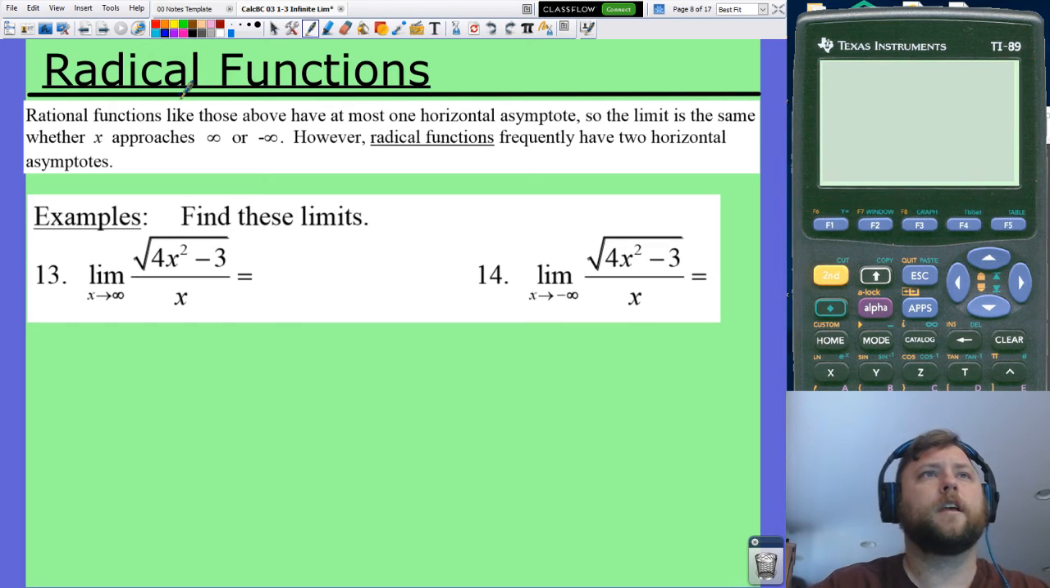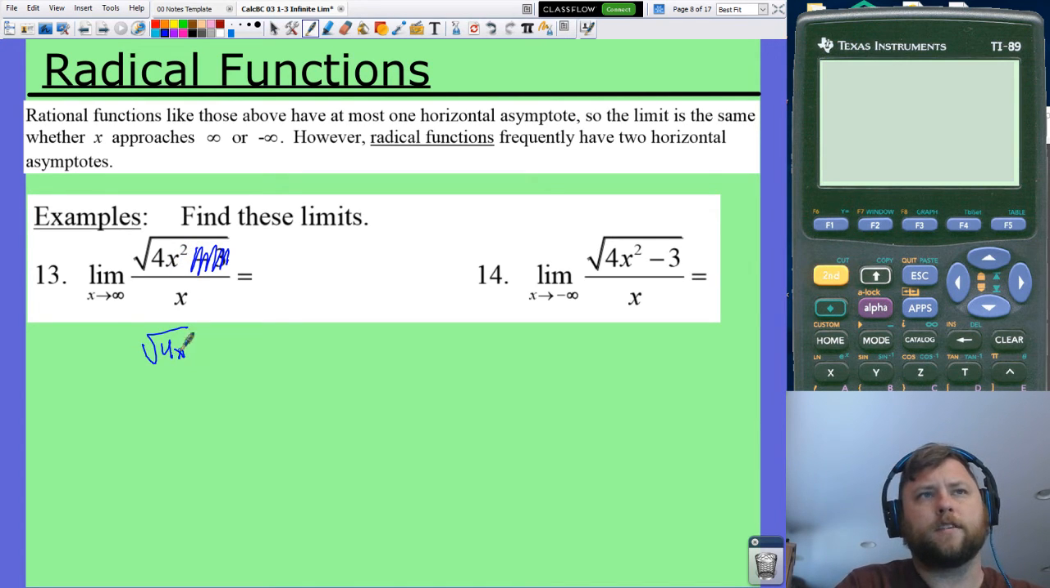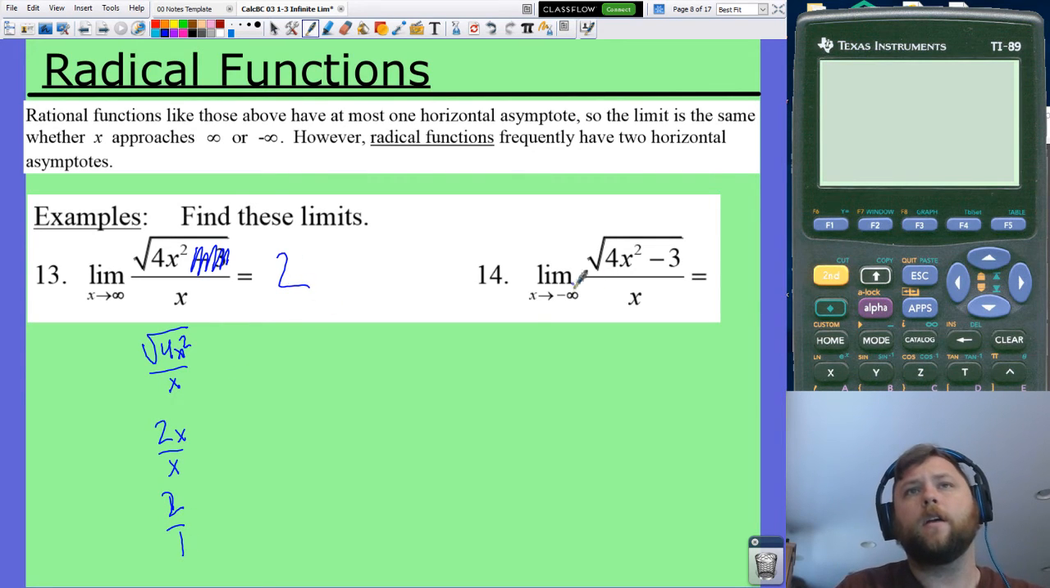Radical functions. Now, sometimes this has more than one horizontal asymptote, but let's talk about how you would actually solve these. So still think about the polynomial function, only the highest degree term matters. So in this case, the minus 3 just doesn't matter because as you go to infinity, this 4x squared overpowers it. So I really just have the square root of 4x squared over x. And you can reduce the square root of 4x squared to 2x over x. And the x's can cancel, so it's just 2 over 1. So my limit is 2. Now, what about this?